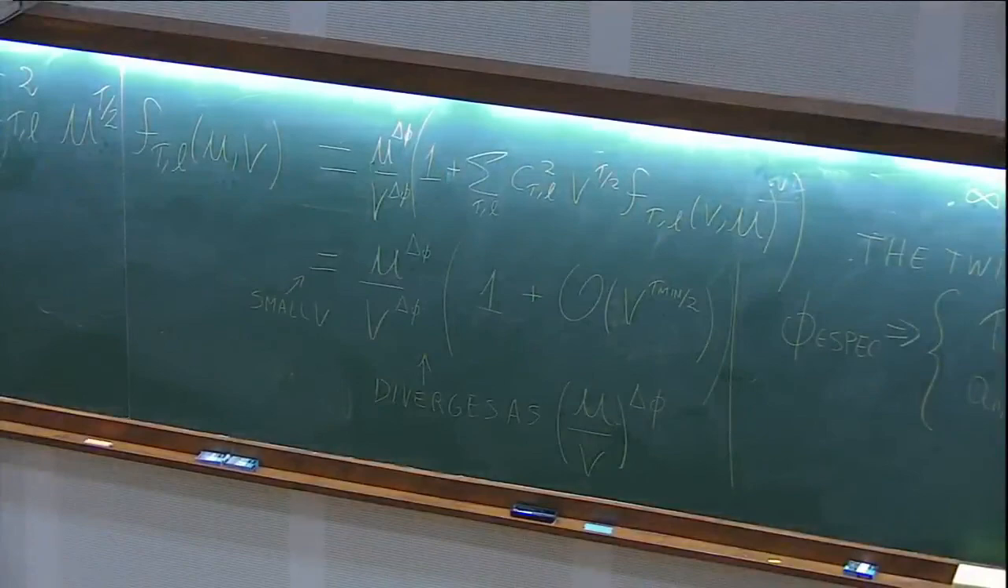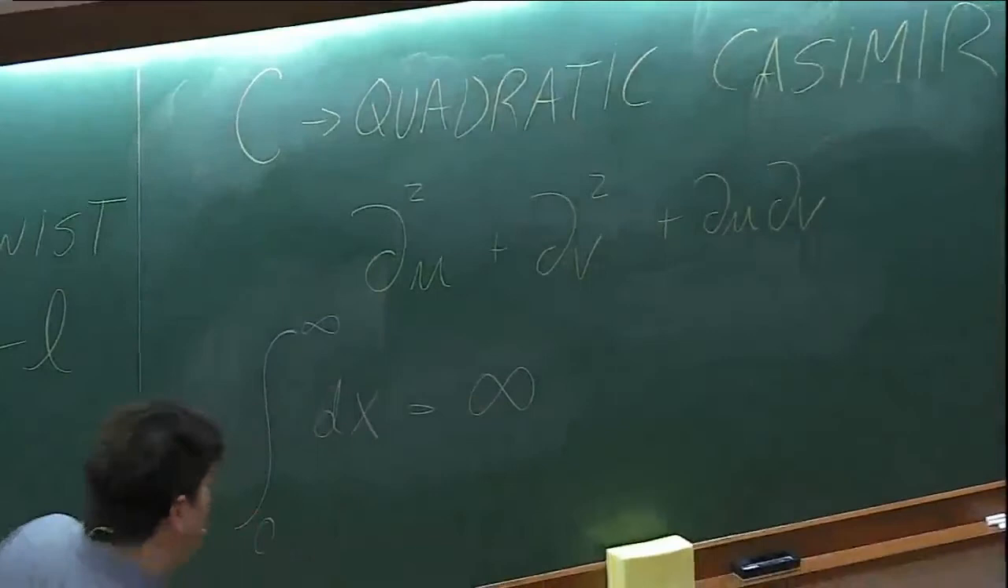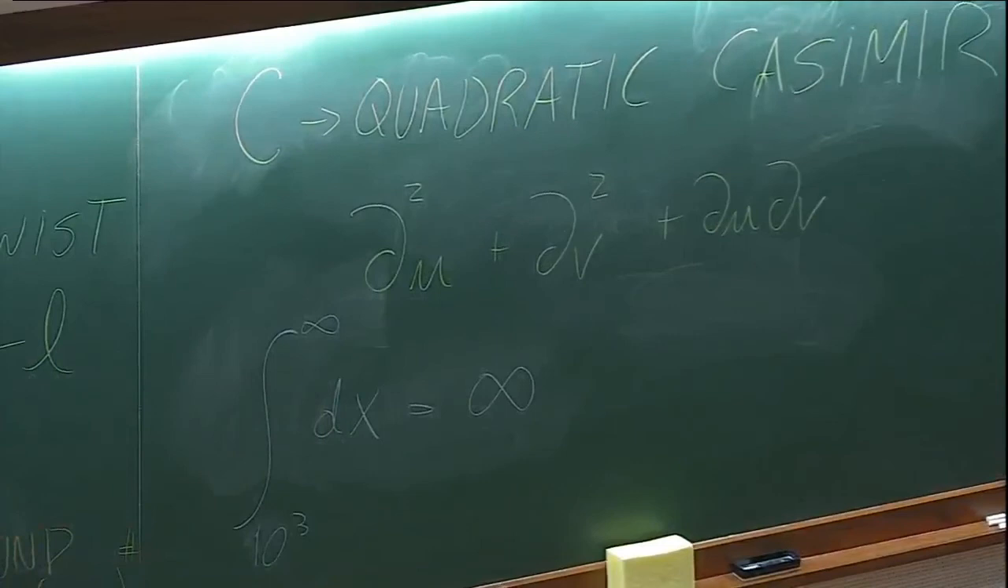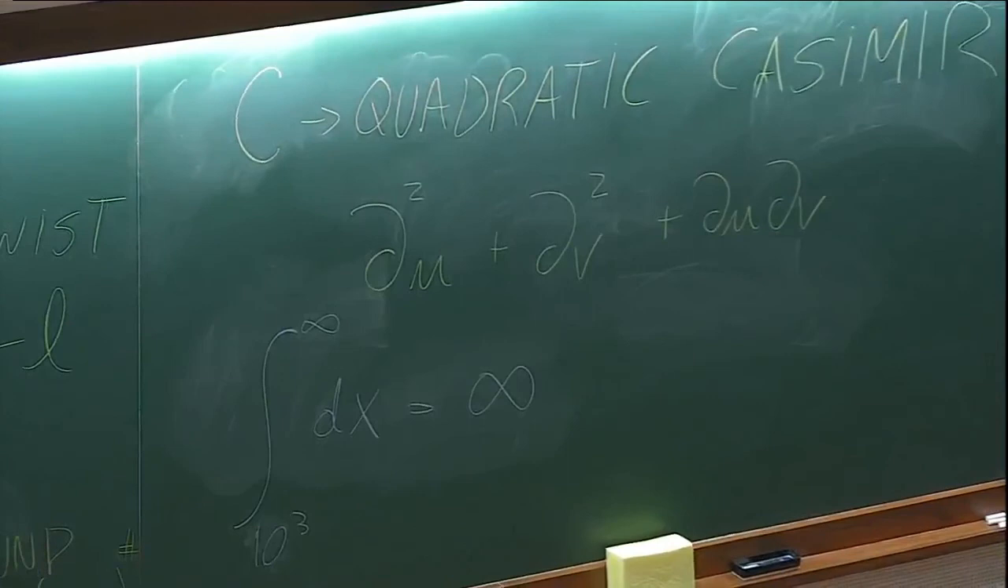Well, that's fine. It's like saying, imagine that I give you an integral, dx, between zero and infinity. This is infinity, right? And if you do the integral between 10 to the 3 and infinity, it's also infinity. So you can ignore any finite spin. No matter how large, you can actually ignore it. That doesn't affect the answer. This divergent answer, we will actually improve on that. Yes.